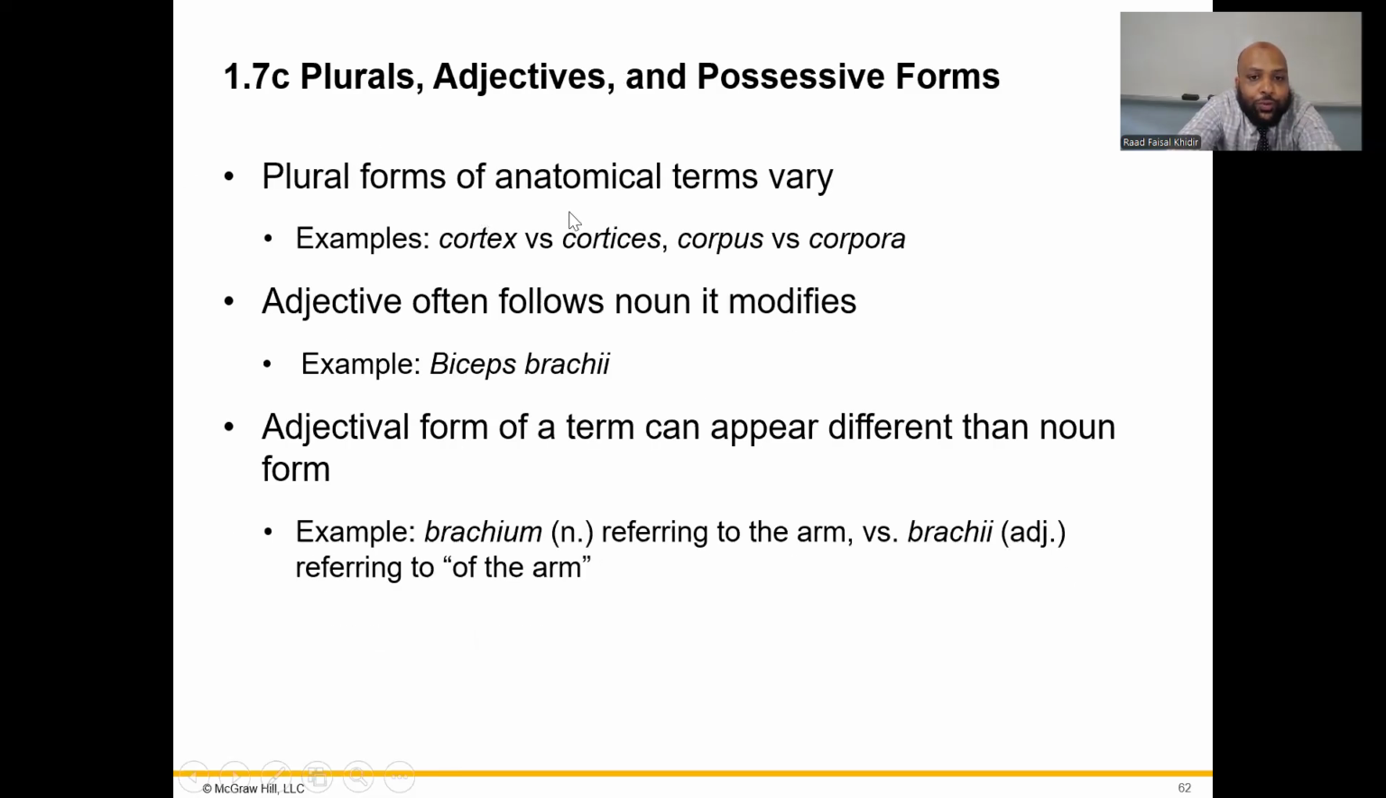So the plural forms of anatomical terms vary. So the cortex, cortices, the corpus, corpora. The adjective often follows the noun it modifies. So the biceps brachii. The adjectival form of a term can appear different than the noun form. So for example, you have brachium, referring to the arm, versus brachii, the adjective referring to of the arm.